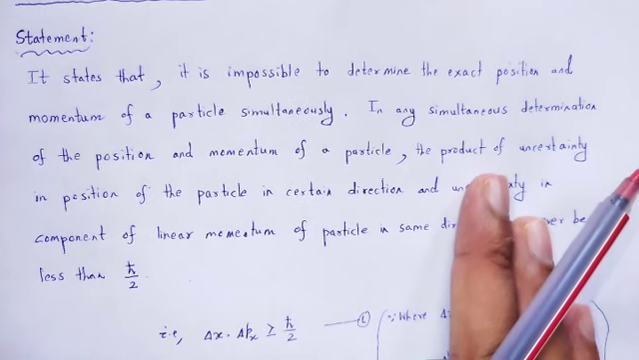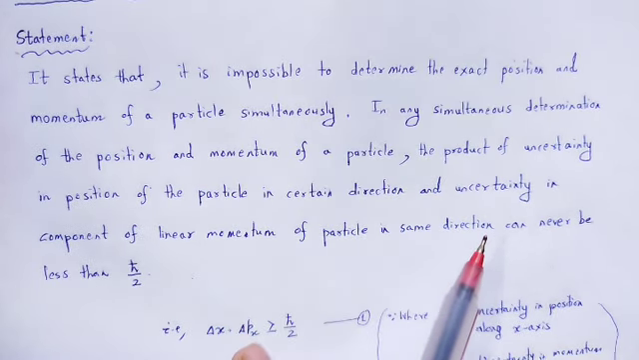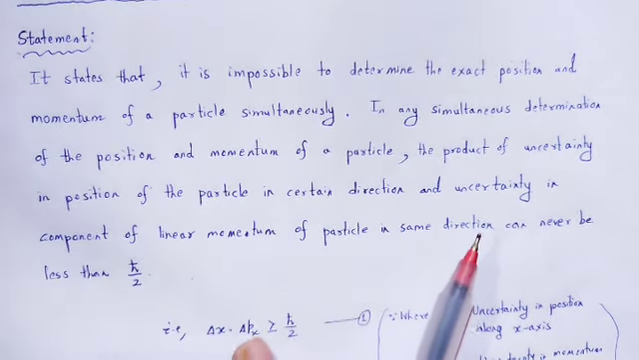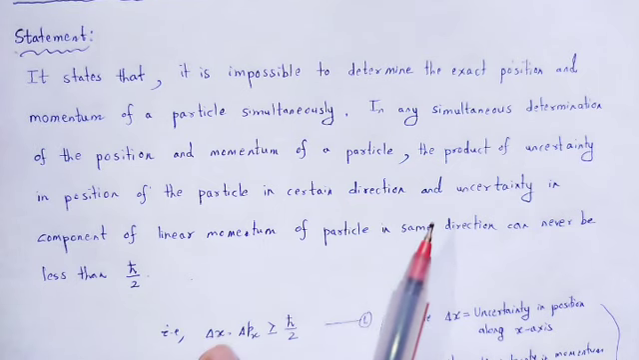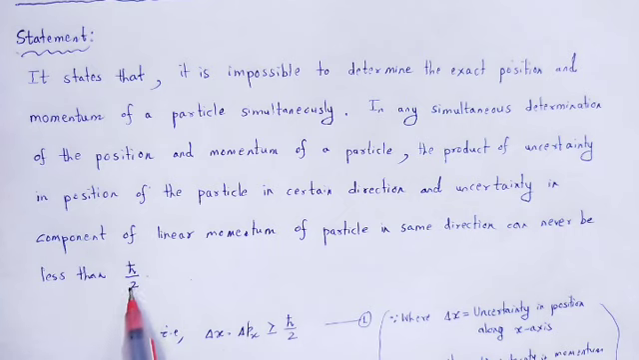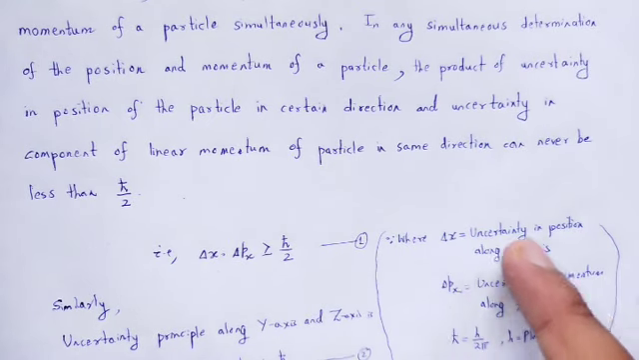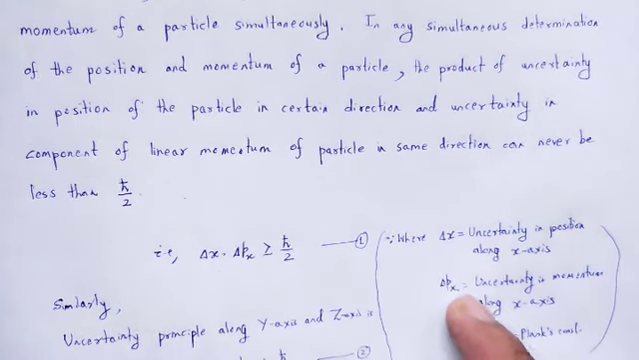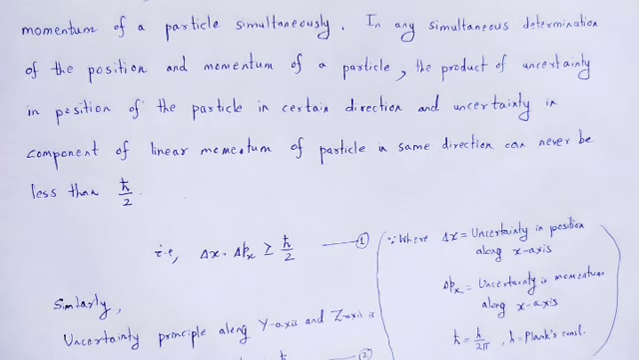That means, in mathematical form, Δx, the uncertainty in position, times Δpx, the uncertainty in momentum along the x direction, as the particle moves along the x direction, can never be less than ħ/2, which means it is greater than or equal to ħ/2. Whereas ħ is equal to h by 2π, Δx is the uncertainty in position along the x axis, Δpx is the uncertainty in momentum along the x axis, and h is the Planck's constant.